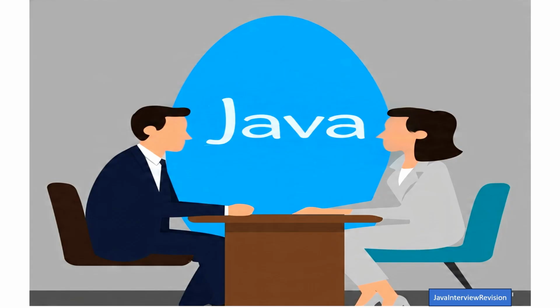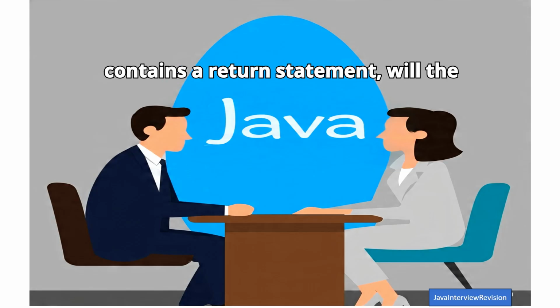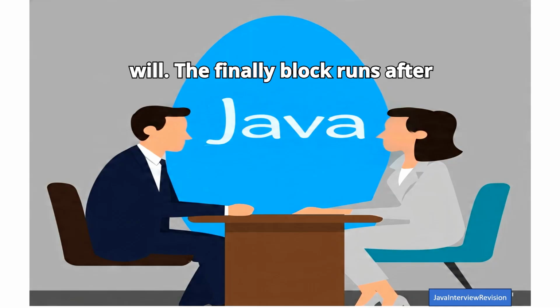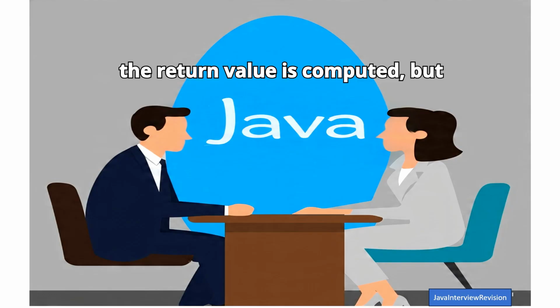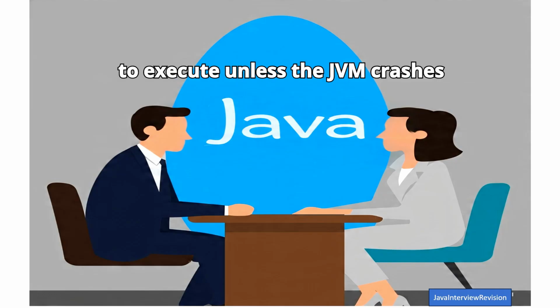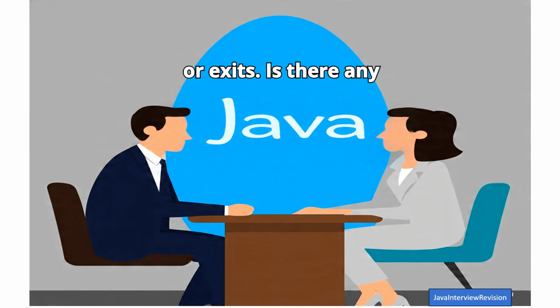older." Nice. Now, if a try block contains a return statement, will the finally block still execute? Yes, it will. The finally block runs after the return value is computed, but before the method exits. It's guaranteed to execute unless the JVM crashes or exits.